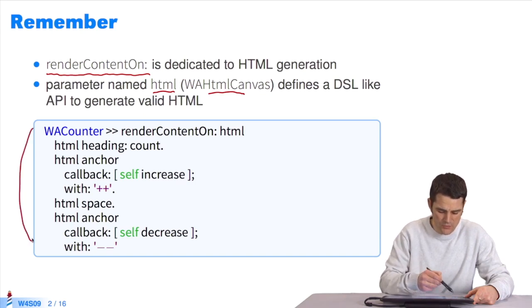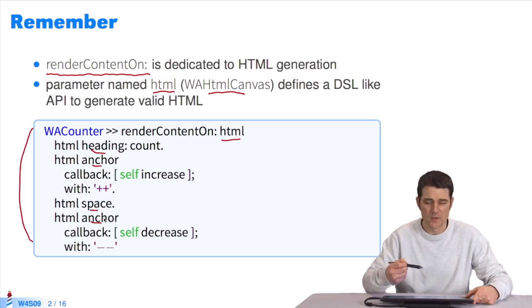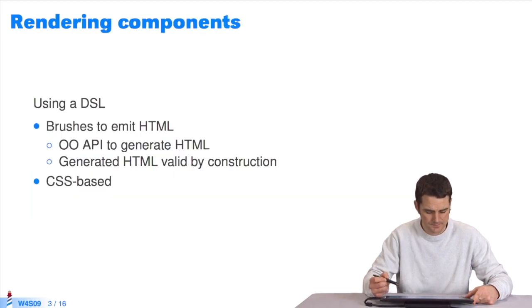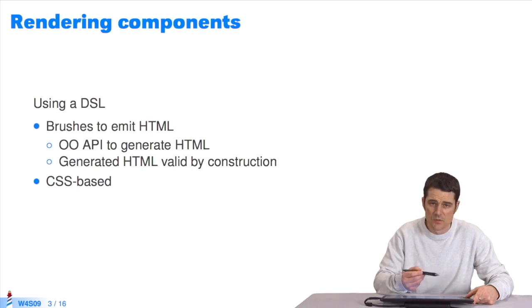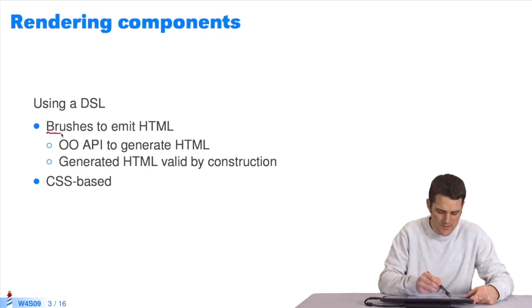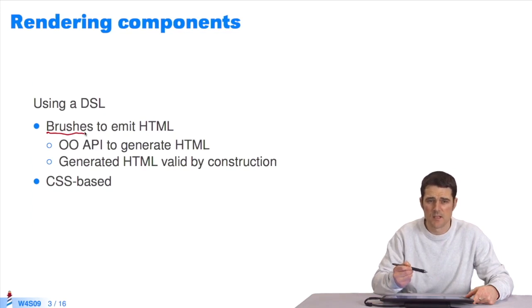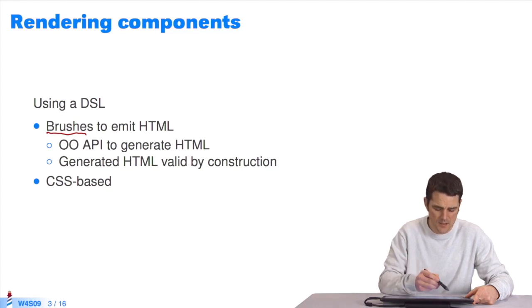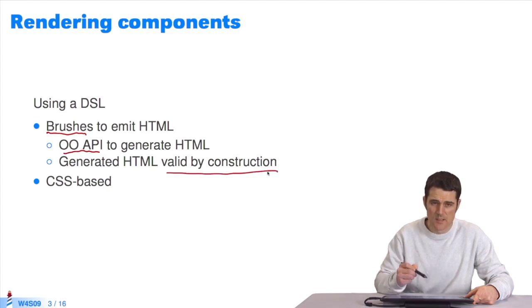Our counter code is here. The html object here is used to generate headings, anchors, spaces, etc. Today's sequence goes further into this language. The dedicated language is made up of brushes. Each brush is dedicated to generating a particular HTML tag. The API is object-oriented. Its very construction, using message sending to objects, guarantees the validity of the HTML code, unless we have made a messaging error.